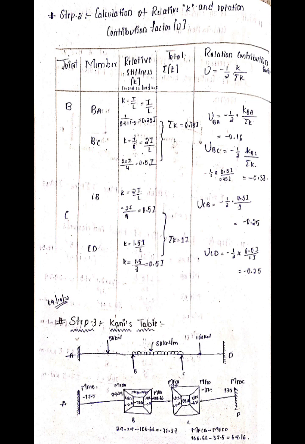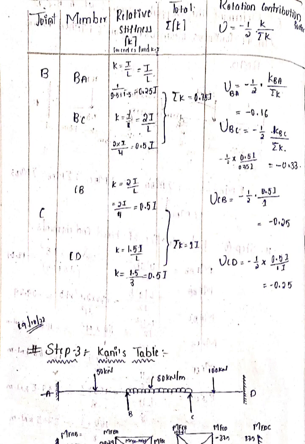The I values may be I or 2I for the different spans AB, BC and so on. Next we find sigma K: the K value of BA plus the K value of BC, and you can write sigma K like that. Similarly, the K value of CB and the K value of CD give sigma K below it. Next, U. The formula for U is minus K by sigma K. So UBA equals minus KBA by sigma K, UBC equals minus KBC by sigma K. So we can calculate the U values, the rotational contribution factors.